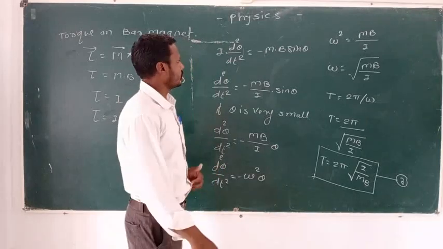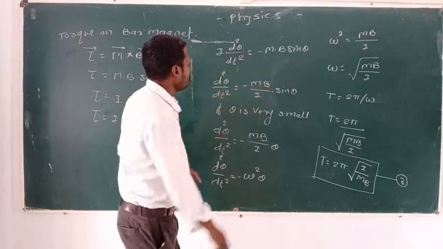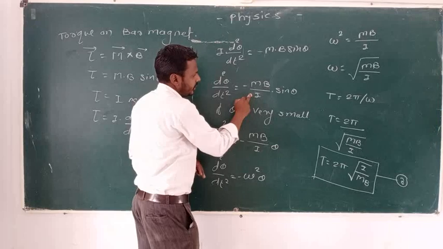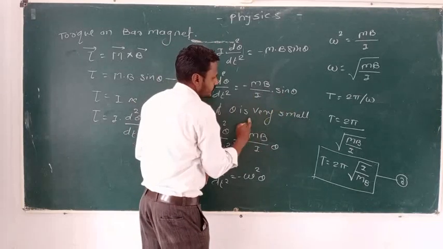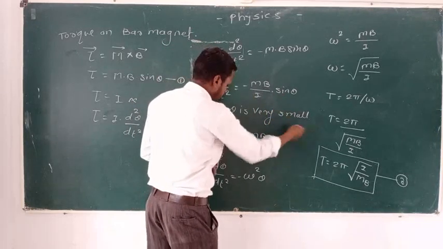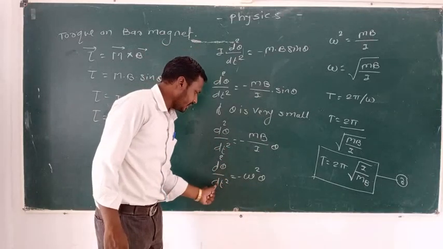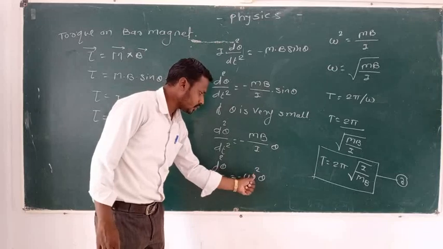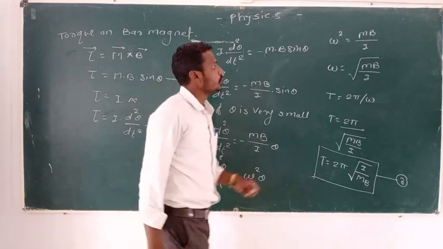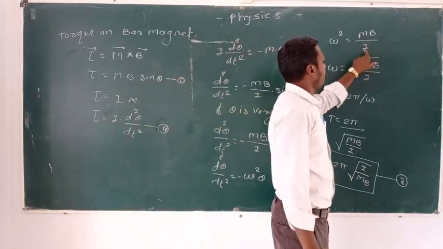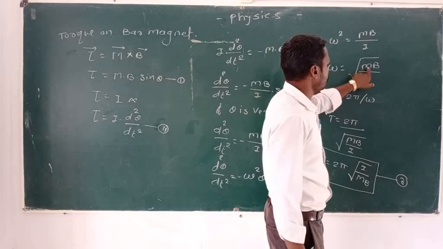This is the restoring torque, therefore the minus sign here. Taking the right side, we can write here, then if theta is very small, then sin theta is nearly equal to theta. Then comparing this equation with d²θ/dt² is equal to minus ω²x, we get ω² is equal to mB divided by I, that is, ω is equal to under root mB divided by I.